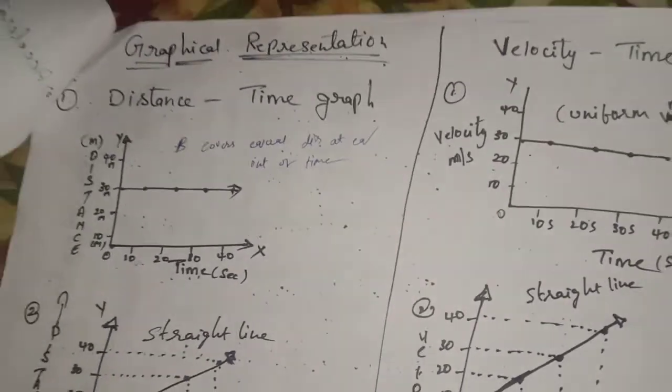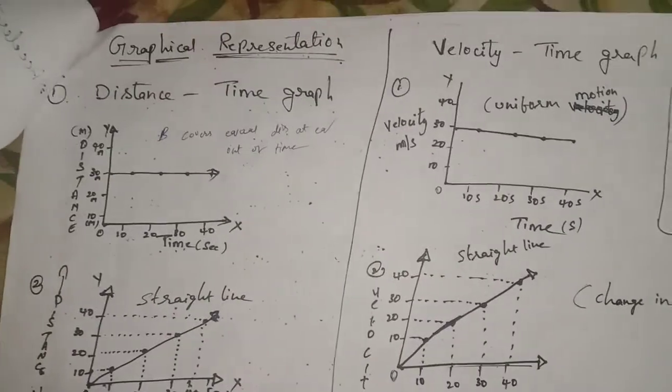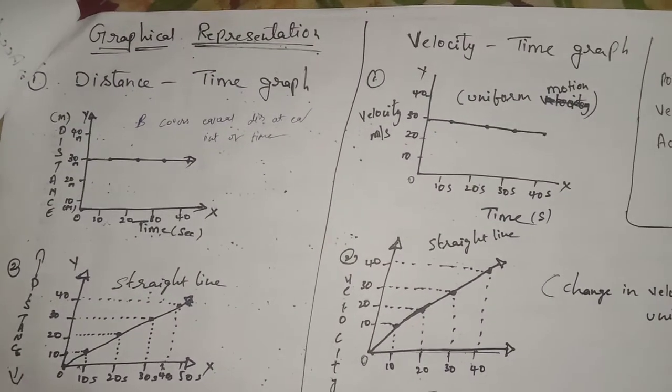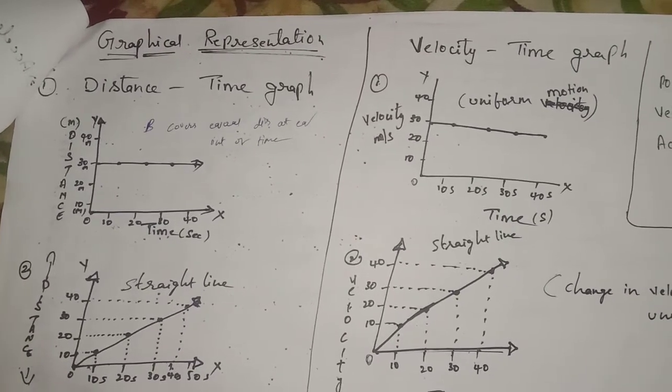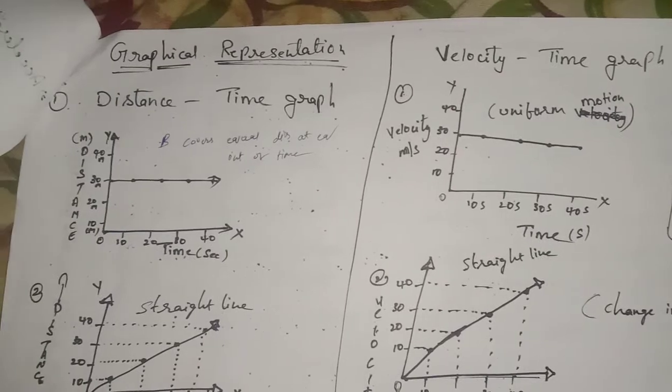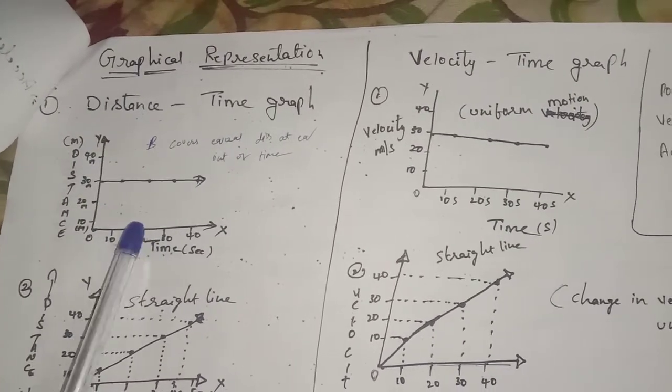So in the previous classes we have discussed distance, displacement, vector, scalar, all this we have discussed, but how to represent it in a graphical representation we will see now. Distance time graph. How do we represent it in a graphical representation?